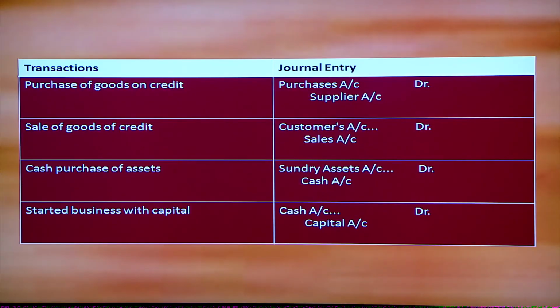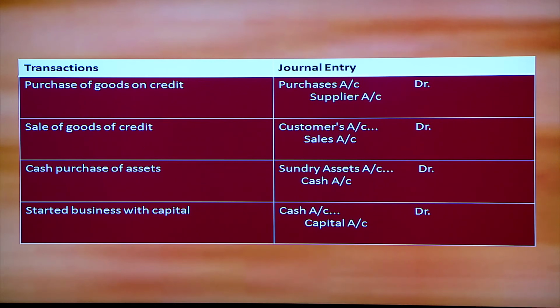Purchase of goods on credit. Affected accounts are purchases account and suppliers account. Purchases account, as an expense, is increasing, so it is debited. Supplier, as a creditor, is increasing, so it is credited. Next, sale of goods on credit. Which are the affected accounts? Customers account and sales account. Customers account is debited. Sales as a revenue increasing, it is credited.